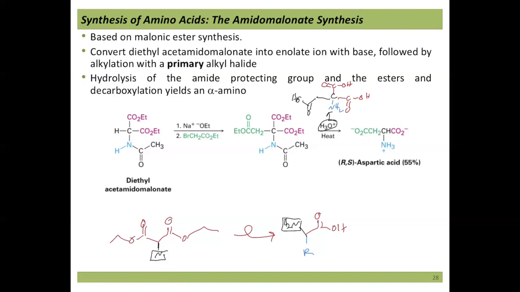And then the heat actually does the decarboxylation. So one of these is going to leave as CO2, and you end up with an amino acid. Awesome, chemistry that we've seen before, essentially just a modified malonic ester synthesis.